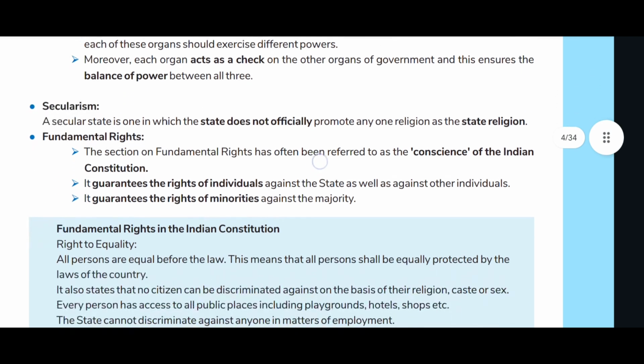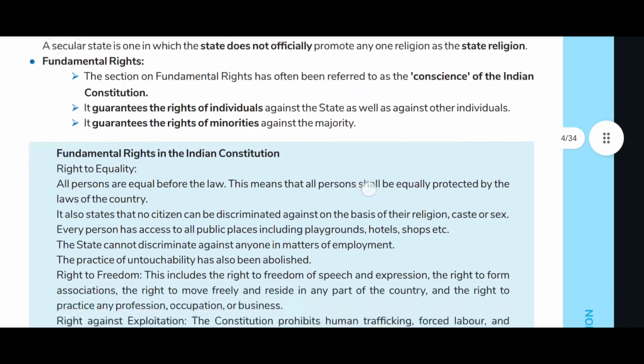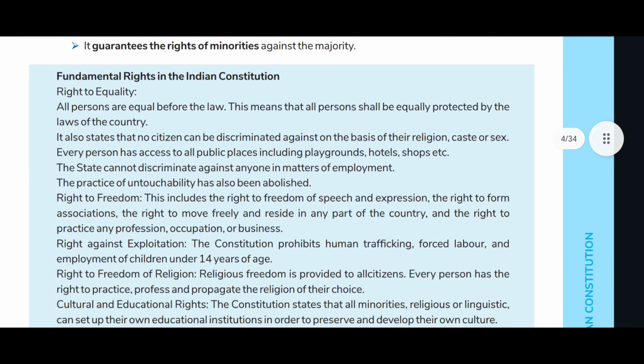Secularism. A secular state is one in which the state does not officially promote any one religion as the state religion. Fundamental rights. The section of fundamental rights has often been referred to as the conscience of the Indian Constitution. It guarantees the rights of individuals against the state as well as against other individuals. It guarantees the rights of minorities against the majority. Fundamental rights in the Indian Constitution.